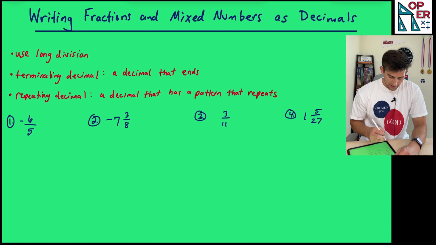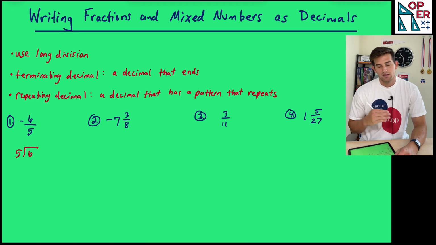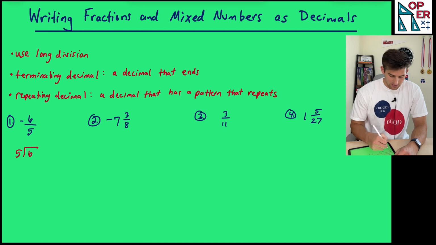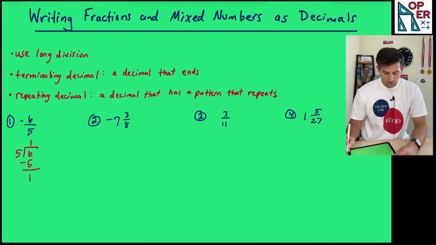So 6 divided by 5, we could think about our long division. When we see how many times 5 goes into 6, that would be 1 time. And then 1 times 5 is 5. And we go to subtract, and we're left with 1. So we could write this as 1 1/5, right? But we're trying to write it as a decimal.